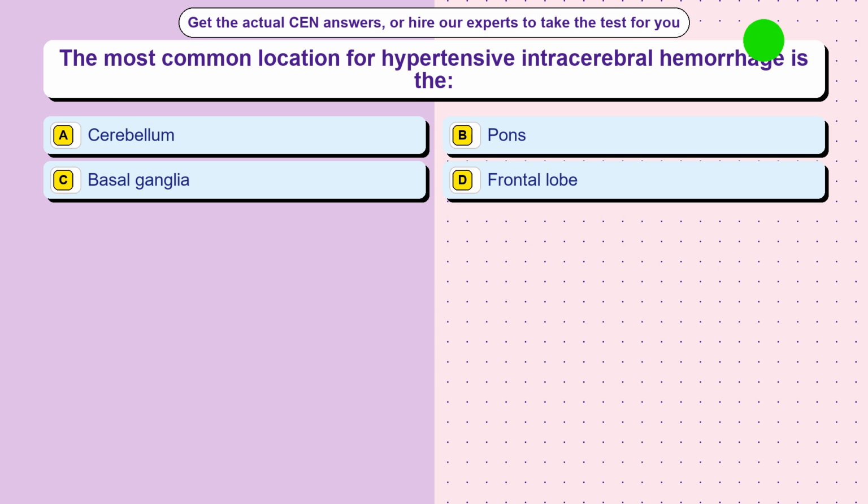Question 28. The most common location for hypertensive intracerebral hemorrhage is the: Option A, cerebellum. Option B, pons. Option C, basal ganglia. Option D, frontal lobe.